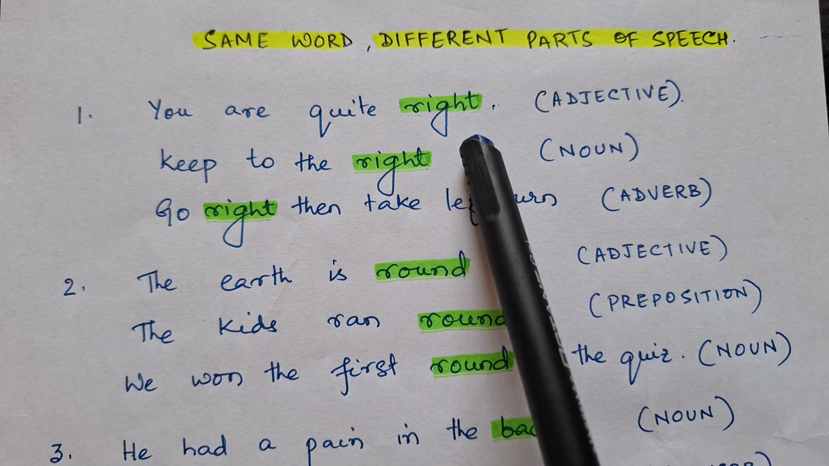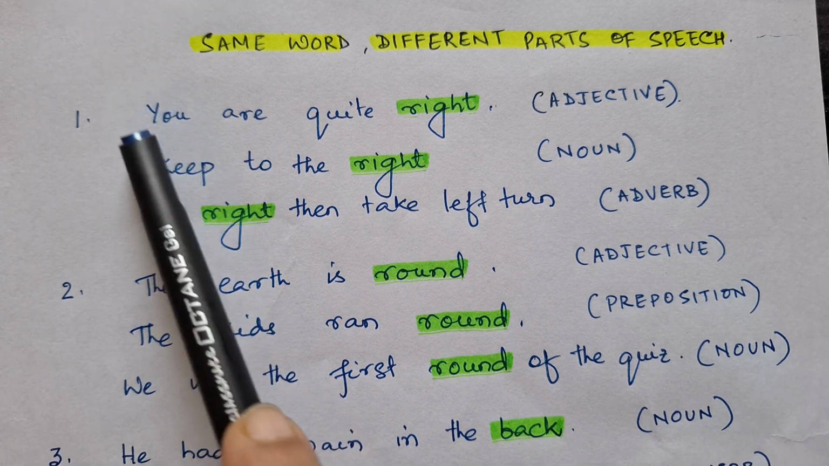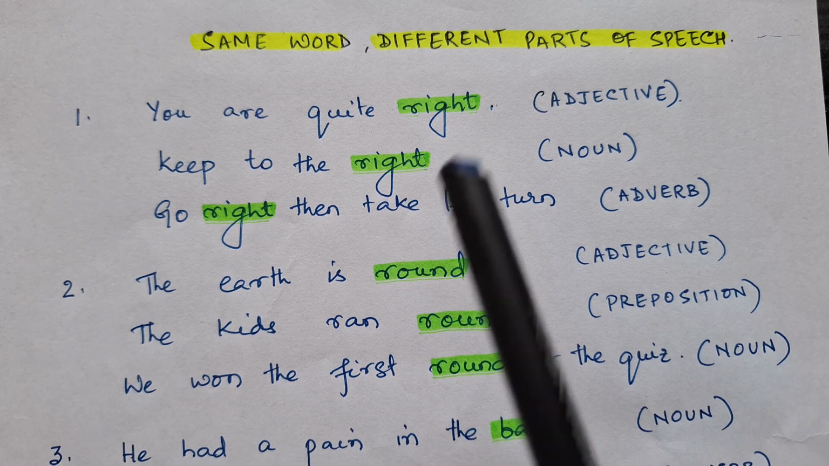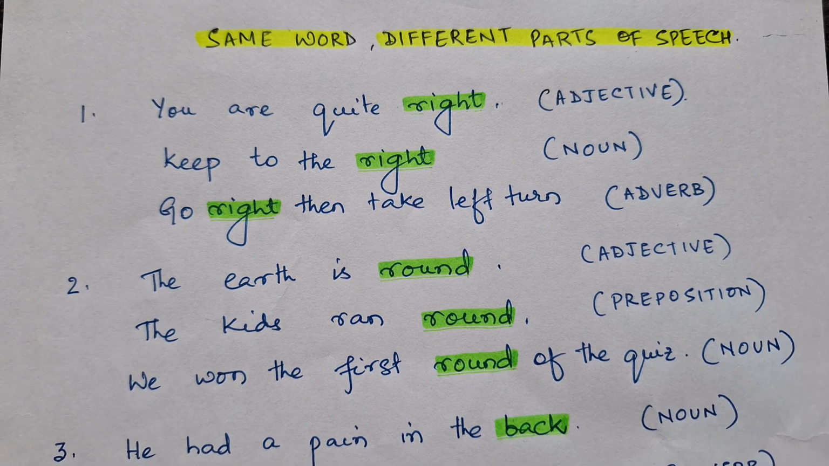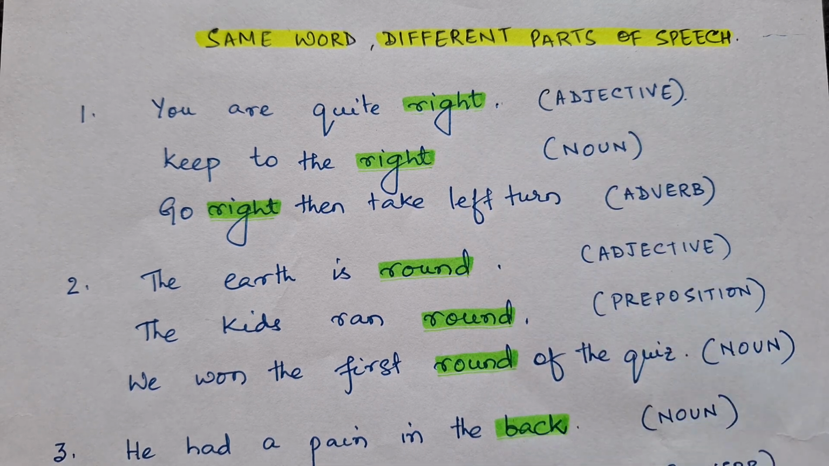You are quite right. Now here, who is the subject? We are talking about you. Now how are we describing the subject you? With the usage of the word right. And if we are describing the subject with a word, then that becomes your adjective. So in this first sentence, right is used as an adjective.